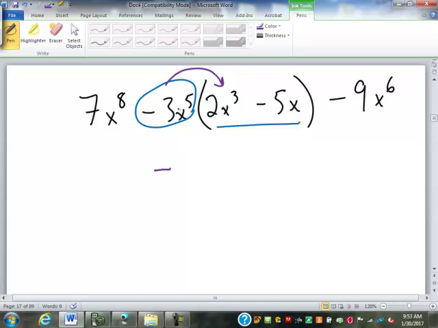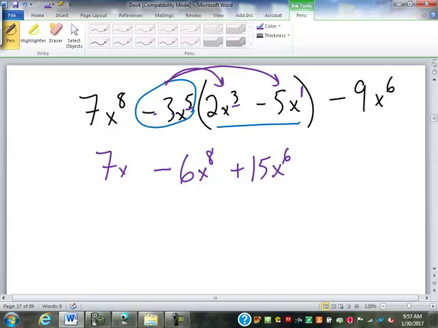It's negative 3 times 2 is negative 6, and it's x to the 8th. Very good. 5 plus 3 is 8, so x to the 8th. Negative 3x to the 5th times negative 5x. Perfect. Positive 15, x to the 6th. Negative 3 times negative 5 is a positive 15. X to the 5th times x, we treat that as x to the 1. 5 plus 1 is 6.